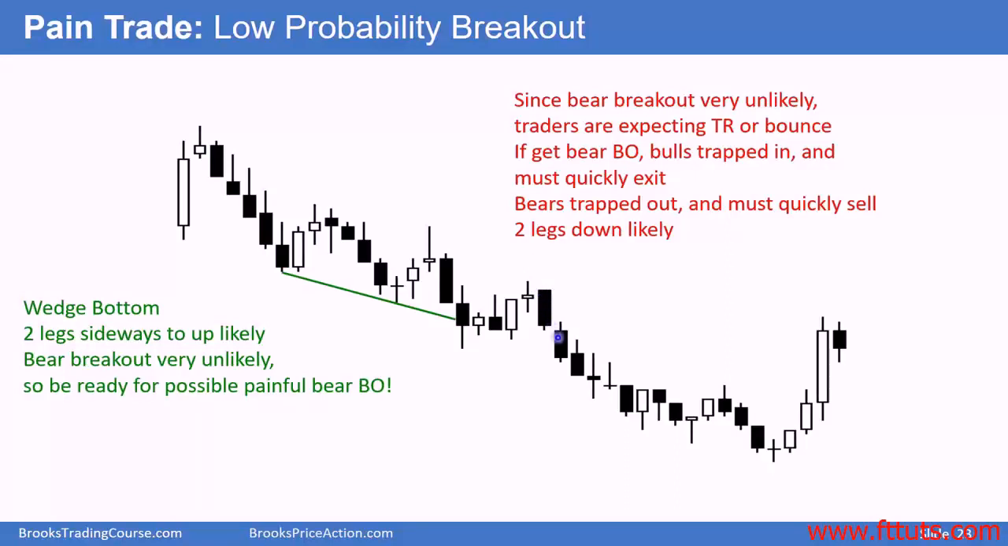A bear bar closing on its low. Second, third bear bar closing on its low. A gap between this high and that low. We're getting a bear breakout below a wedge bottom. That should not be happening, a low probability event. So it's a pain trade, and it probably will last more bars than what traders believe will happen.